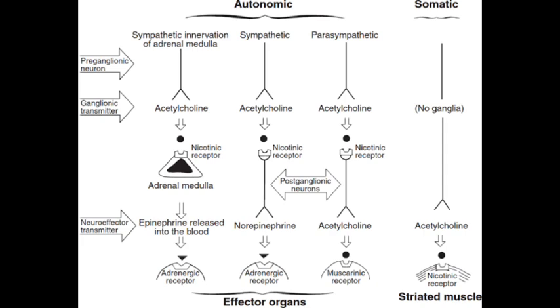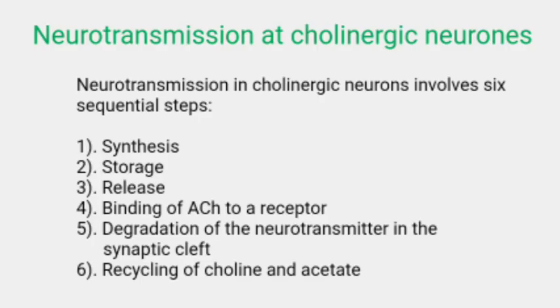Next, I have neurotransmission at cholinergic neurons. In this, six sequential steps are involved. Number one, synthesis. Number two, storage. Number three, release. Number four, binding of the acetylcholine to a receptor. Number five, degradation of the neurotransmitter in the synaptic cleft, that is the space between the nerve ending and adjacent receptors located on the nerves or effector organs. And number six, recycling of the choline and acetate.